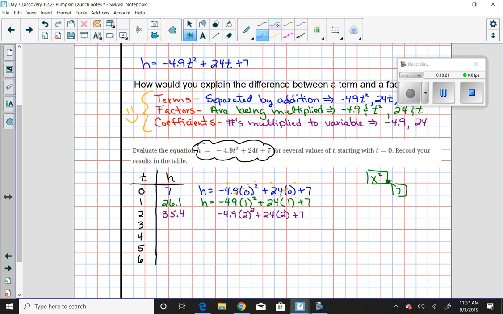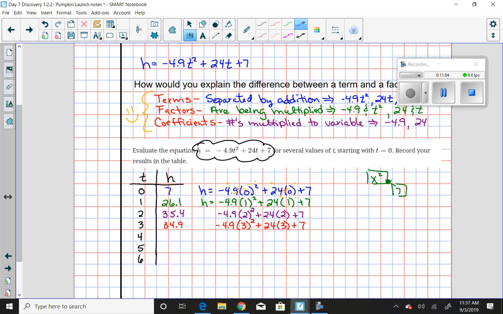So let's try it again. Do the next one. Type in negative, which is down by the enter, 4.9, open the parenthesis, type in 3, close the parenthesis, and square that. Plus 24, open parenthesis, 3, close the parenthesis, plus 7. As long as it looks just like mine, you should get the same answer as me. I get 34.9. Most of you are freaking out, going, hold it, that's smaller. Let's think about what a pumpkin does. The pumpkin's going to go up and eventually come back down, so it makes sense that the numbers are going to start to drop now.